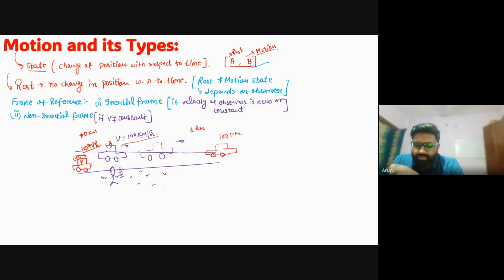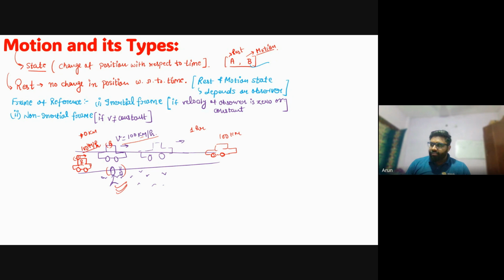Got it? So this is the concept of it. Now, you can choose to be in either car. Both cars are the same model and speed. So if you are in car B and you are observing the observer who is standing on the ground, you are sitting inside a car which is moving with some speed, and that is 100 kilometer per hour.